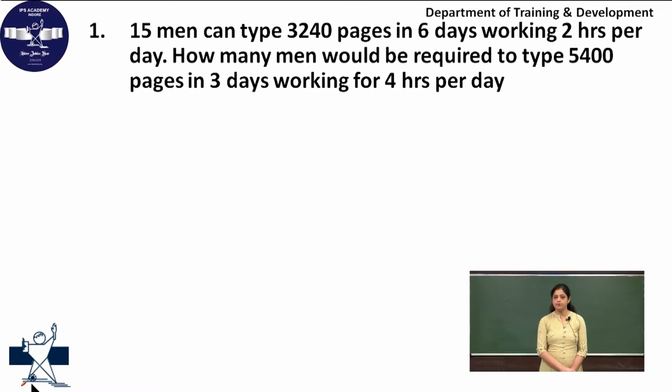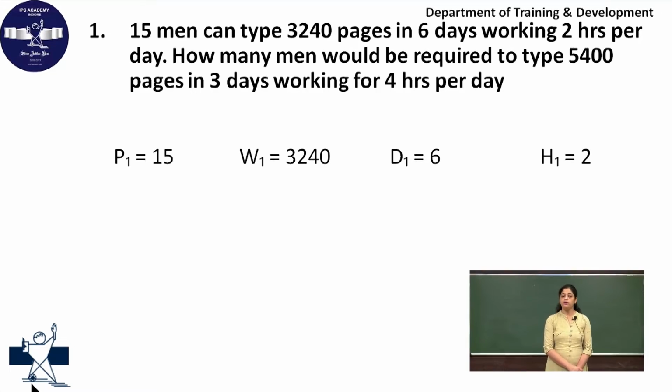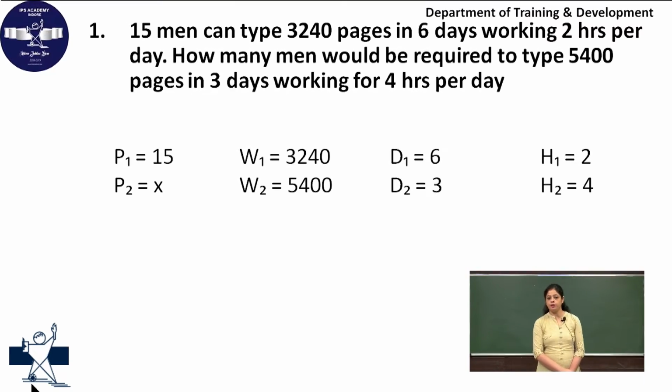So P1 is 15, P2 we need to find, the number of persons. Then W1, the work quantity, is mentioned, 3240, D1 is 6, H1 is 2. Similarly P2 we don't know, so we have assumed X, W2 is 5400, D2 is 3, H2 is 4.